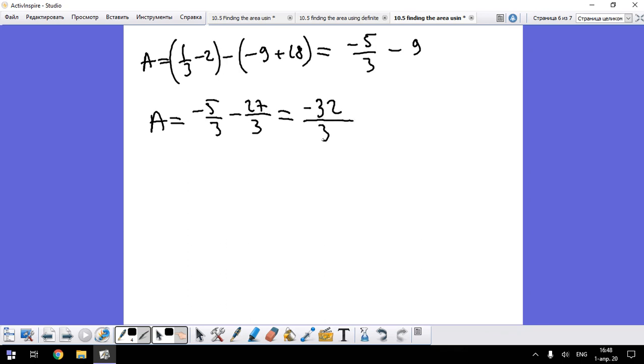So you know that area is always positive, so you should take the absolute value, and 32 divided by 3 will be our answer.